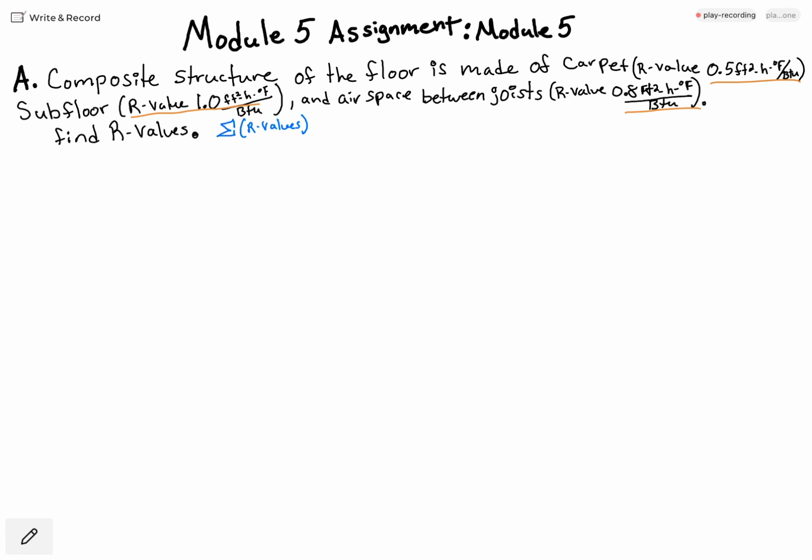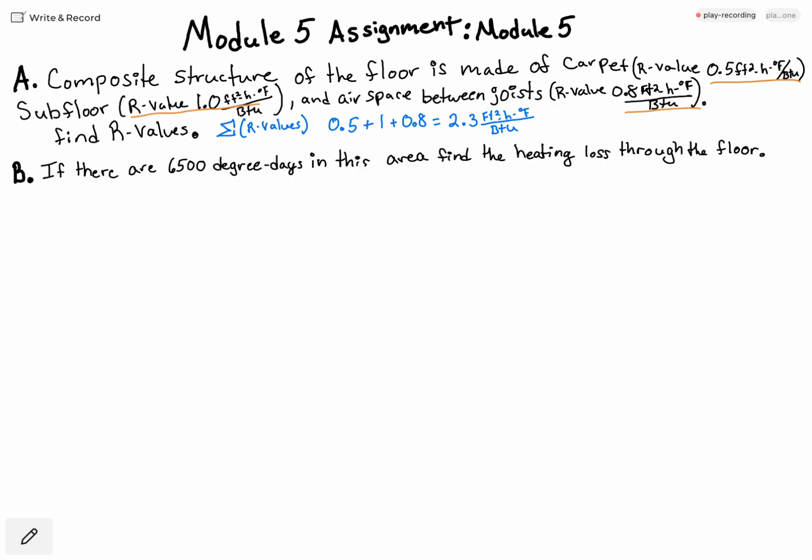So we're just going to do the sum of R values. And for that, I get 2.3 feet squared hours degrees Fahrenheit over BTU, because that is the R value unit.